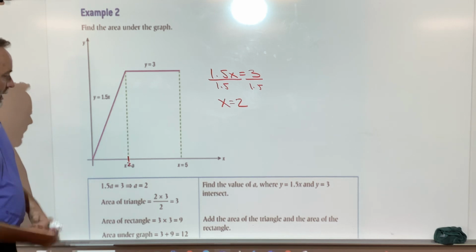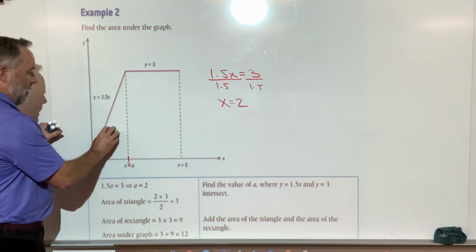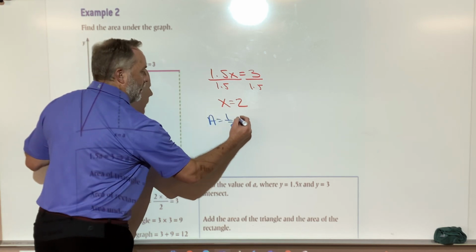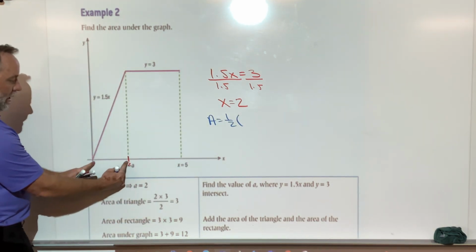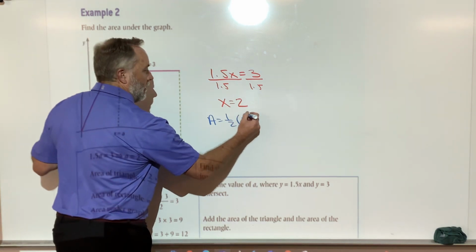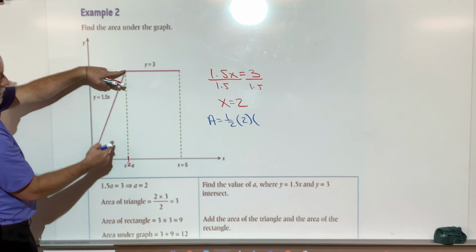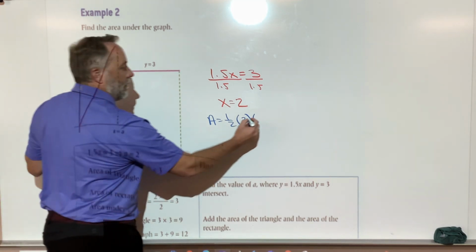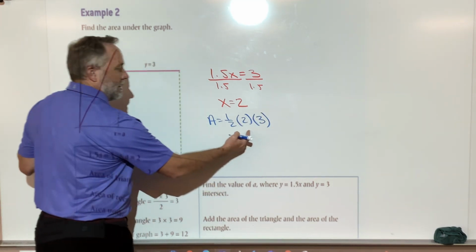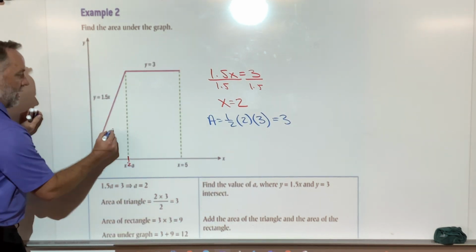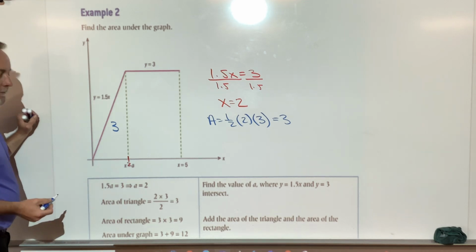So same thing. What's the area of this triangle? Well, it would be 1/2 the base. Now we know the base is 2 times the height. What is that height? It's this y value of 3 right here. So 0 to 3, that's a height of 3. So 2 times 3 is 6. Half of 6 is 3. So this triangle has an area of 3.